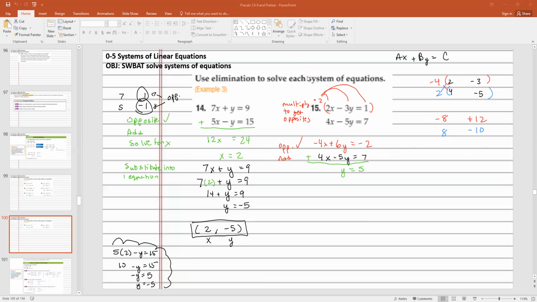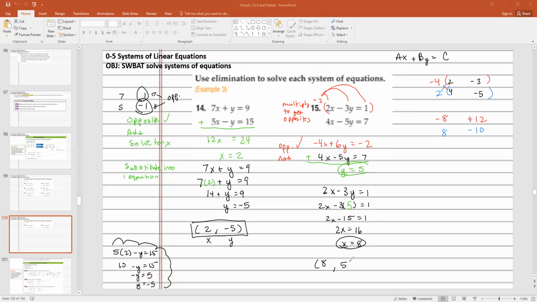And there, now we're going to plug that in to either one. So either the 2x minus 3y equals 1 or the 4x minus 5y. And I'll just plug in the first one just because. 2x minus 3 times 5 equals 1. And we get 2x minus 15 equals 1. Add 15 to both sides. You get 2x equals 16. Divide by 2. You get x equals 8. And that's it. So there's our answer.